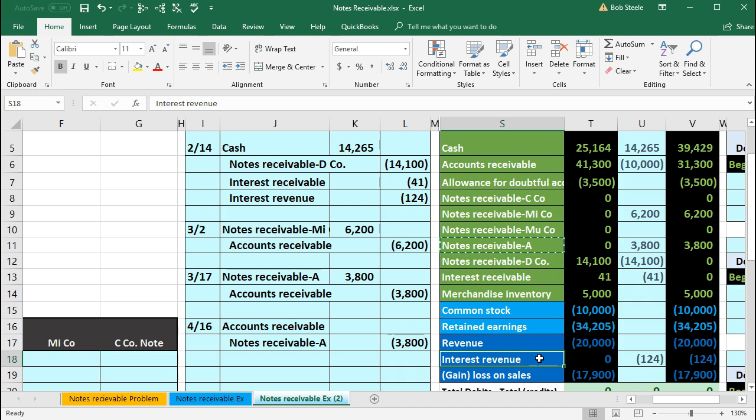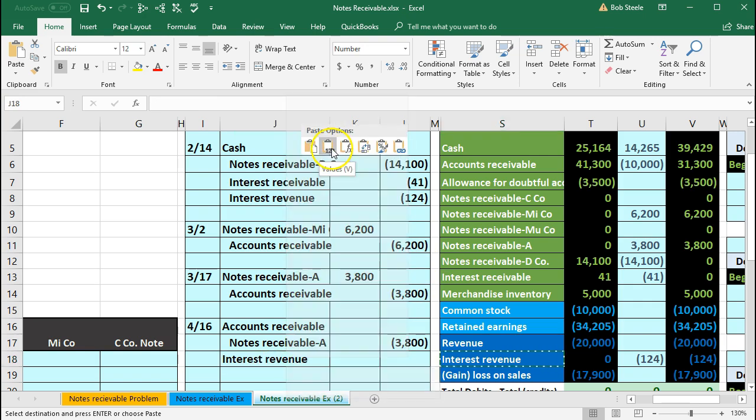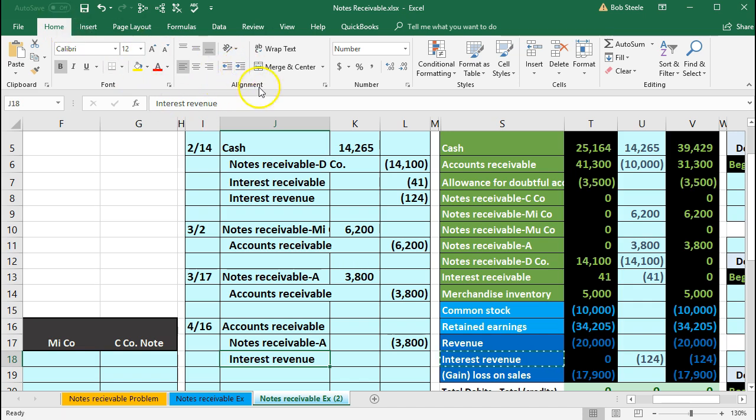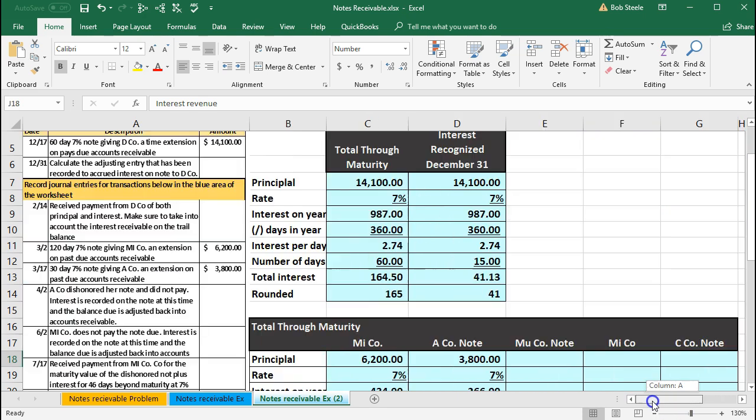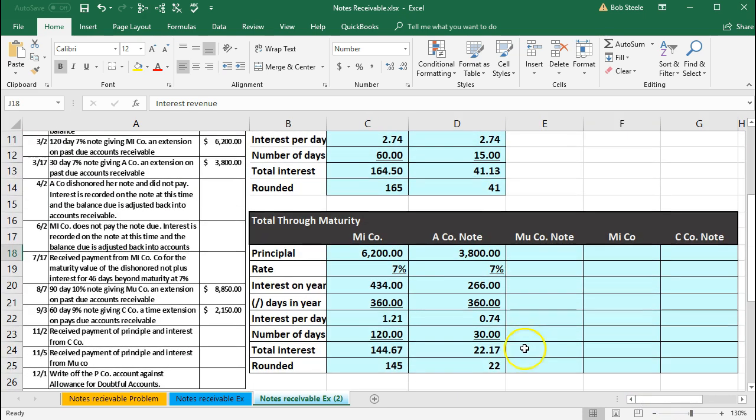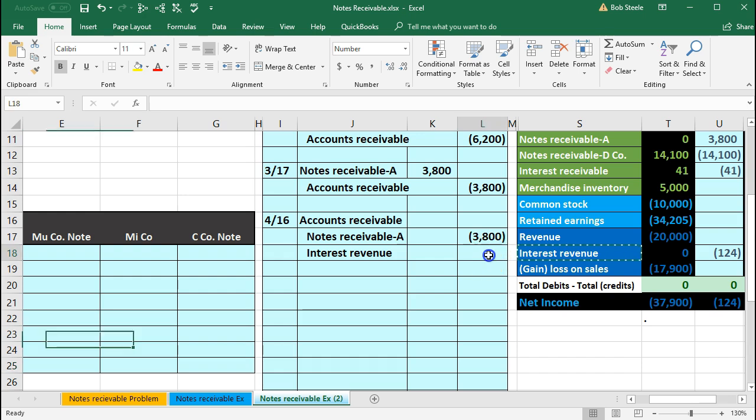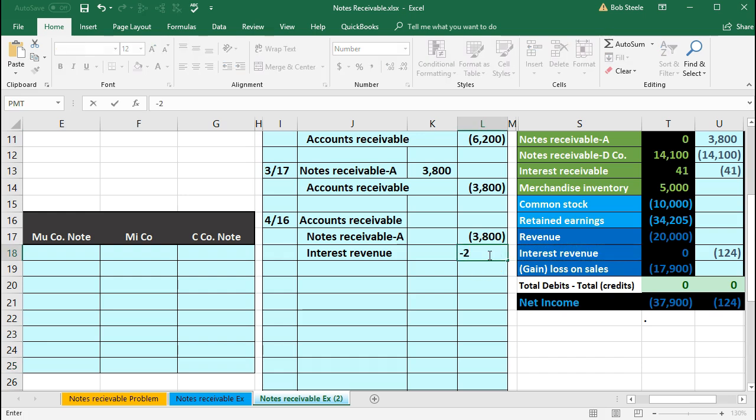So we'll copy S18, right click and copy the revenue. Put that in G18, right click and paste. 1, 2, 3. Then go into the Home tab, Alignment, and increase the indenting. Let's see what that revenue was. If we scroll back over here, we calculated it to be about $22. So that's going to be our credit amount, $22 in revenue in L18. I'm going to put a negative 22.